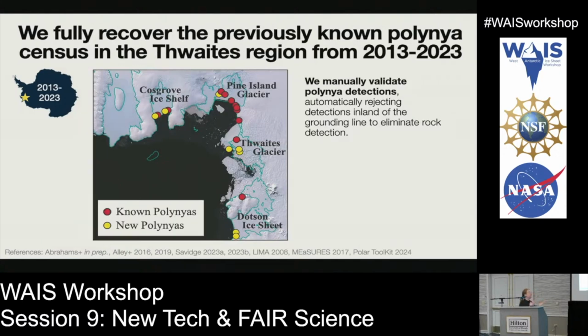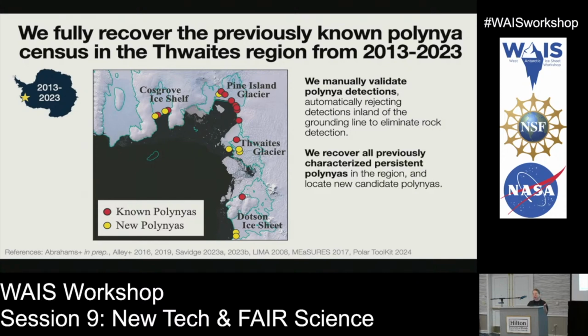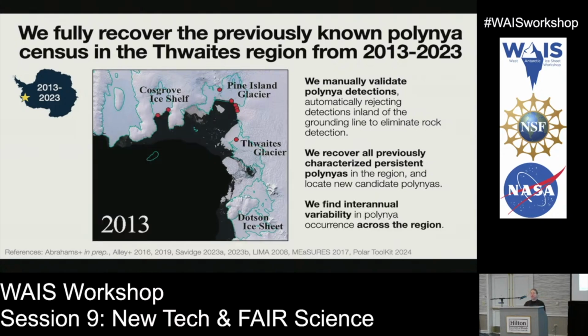We now take this detector and move it across the coastline in the Thwaites region of the Amundsen Sea embayment. Doing so and manually validating, we're able to recover all the previously characterized persistent polynyas from recent studies in this region, and locate some new candidate polynyas. This is preliminary. We're still investigating these candidate polynyas. But what's also interesting, another preliminary result, is that we find interannual variability in the polynya occurrence across this region, which you can see here in this video.